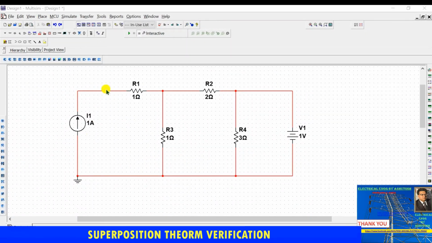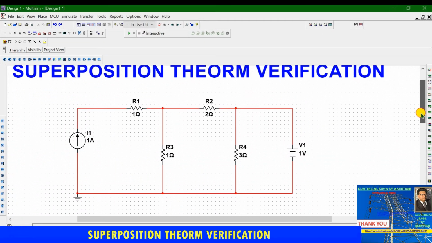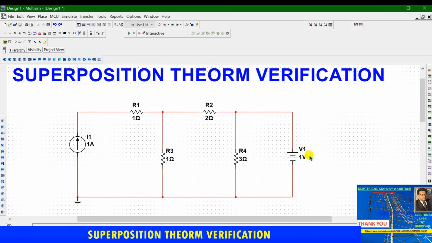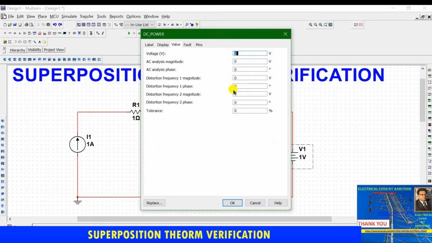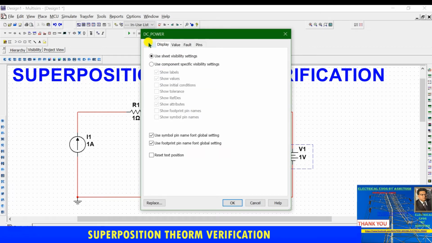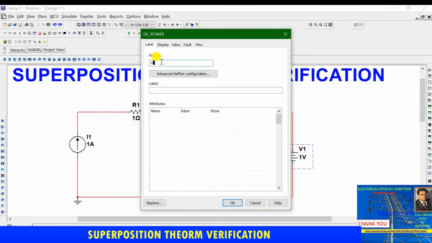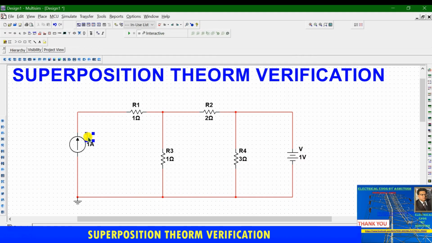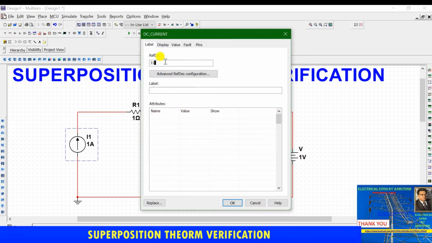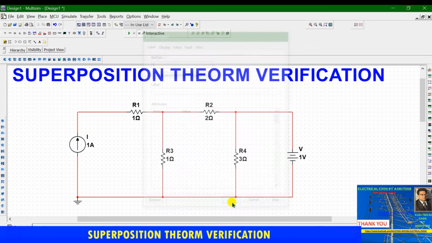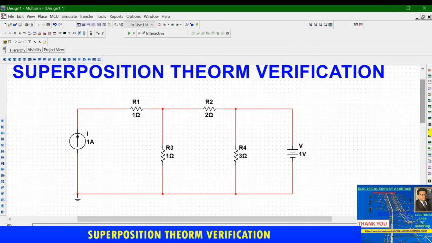So what we are doing here, we have formed our circuit. This voltage source is V1, or you can also change its name from here, label V, and for this current source you can write only I. Now this is our circuit. We have to find out the value of current in this branch due to these two sources: a 1 ampere current source and a 1 volt voltage source.